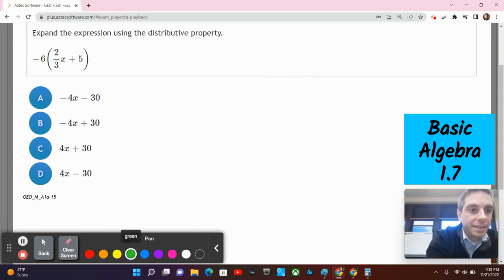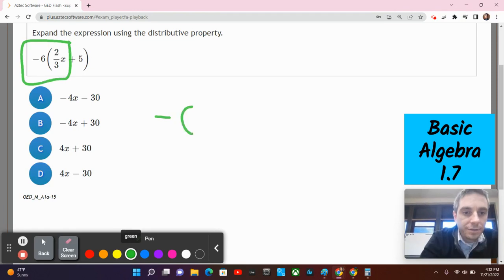So -6 times 2 over 3x. Let's review multiplying with fractions, because ultimately we're going to do -6 times 2/3, and then the x comes along for the ride.